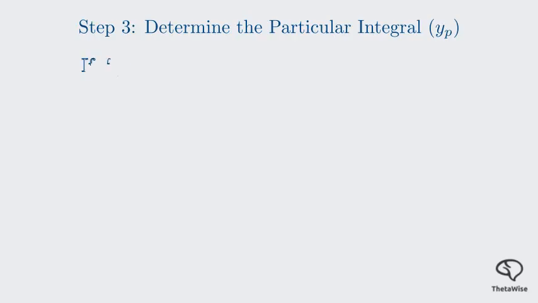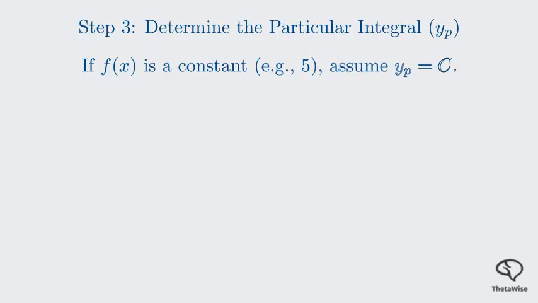The trial solution for y_p depends entirely on the function f(x) on the right-hand side of the original differential equation. This is a very important rule to remember. There are several common forms we'll encounter. If f(x) is a constant, like the number 5, we assume a particular integral that is also a constant, which we'll call c.